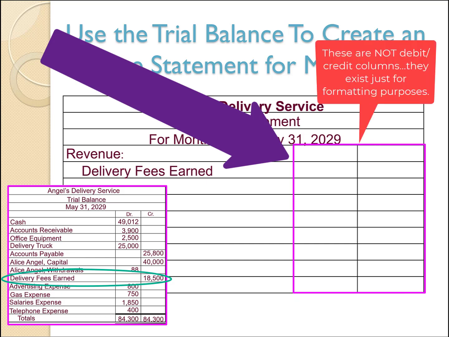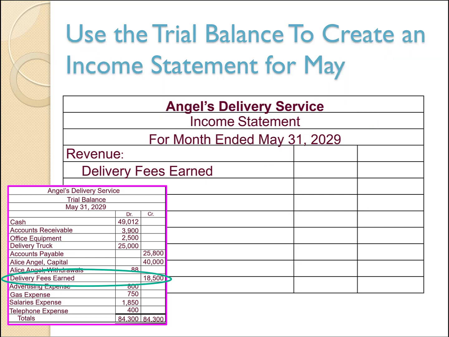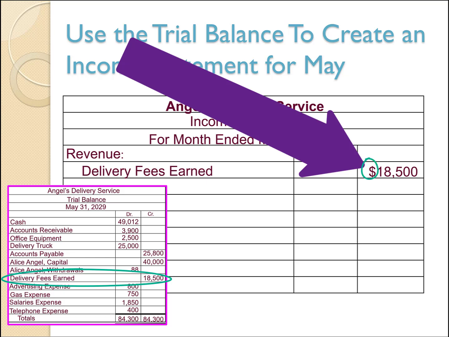And notice these two columns. This form just happens to have two columns for formatting purposes. But the important thing is these are not debit and credit columns. So do not get these two columns confused with being debit and credit columns. They are not. They're just ways to format. Some companies will use 3 columns, and this company chooses to use 2 columns. So we're going to list the delivery fees earned, which, according to the trial balance, is $18,500. And this is not critical, but traditionally the first number in a column has a dollar sign.